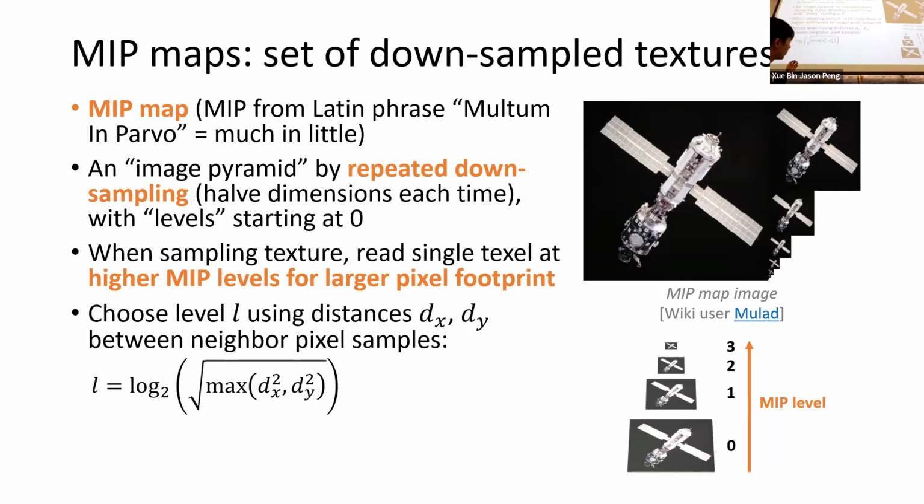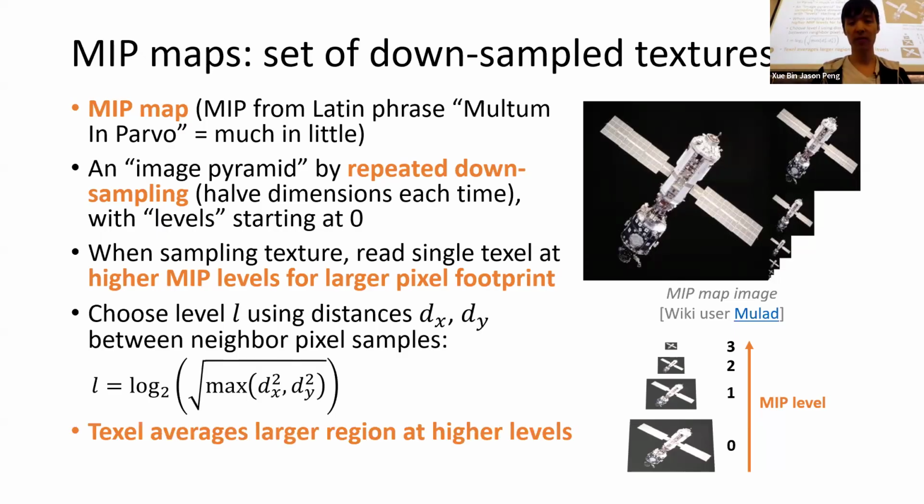Once we have figured out how quickly the texture coordinates are changing between adjacent pixels, we can just plug those values into this equation to determine which level of the mipmap we should sample from. If the texture coordinates are changing faster between adjacent pixels, then we get a higher value for L, which means we should sample from a smaller version of the texture. Any questions about this?